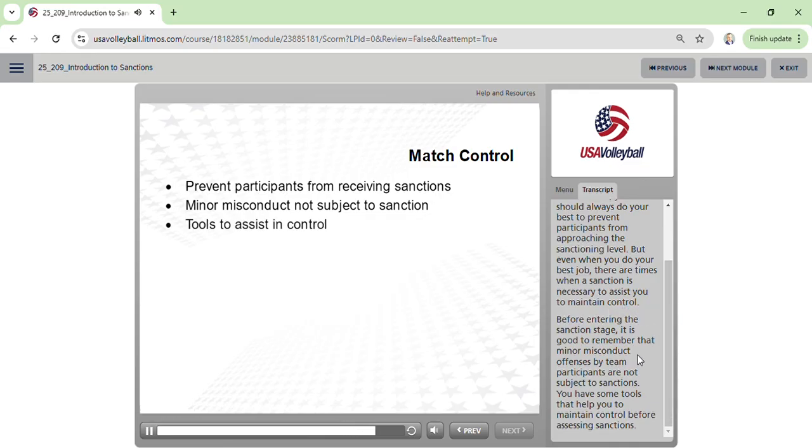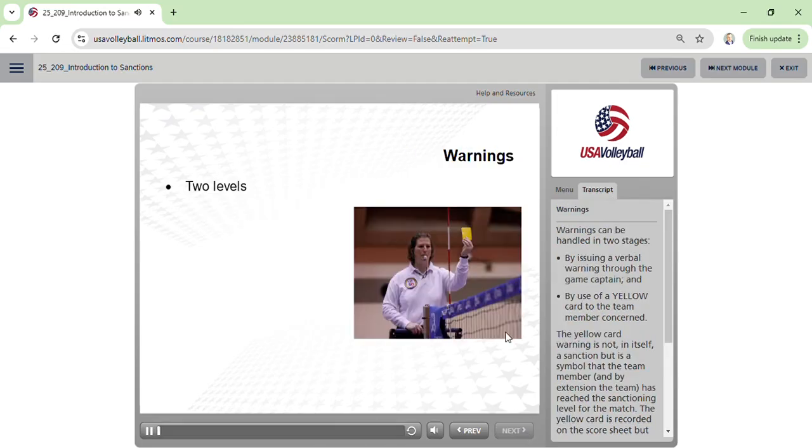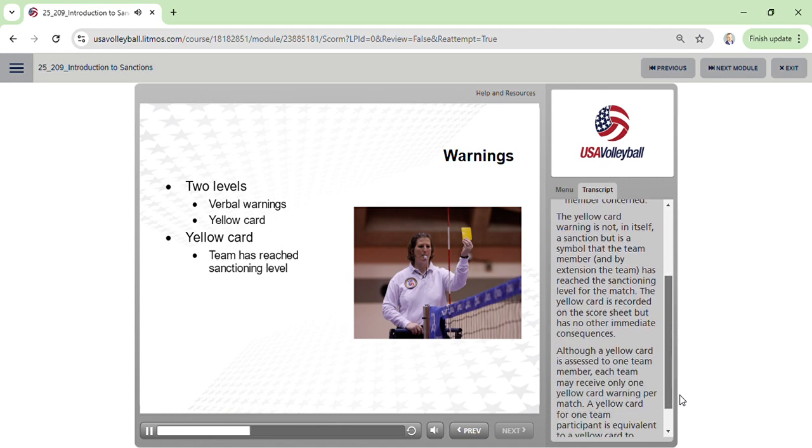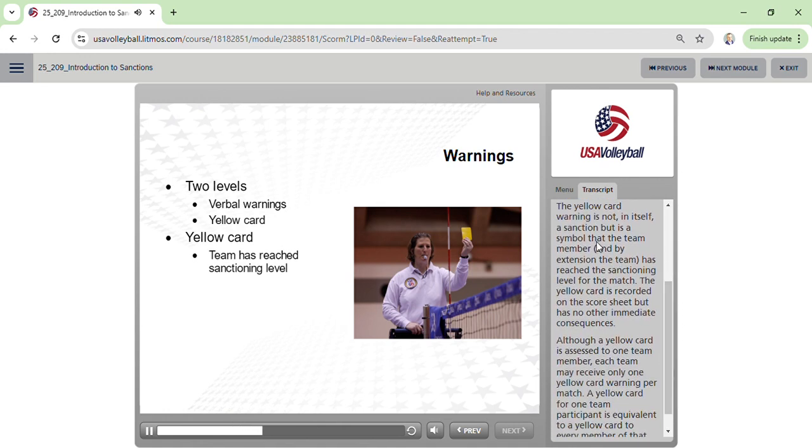You have some tools that help you maintain control before assessing sanctions. Warnings can be handled in two stages: by issuing a verbal warning through the game captain, and by use of a yellow card to the team member concerned. The yellow card warning is not, in itself, a sanction, but is a symbol that the team member, and by extension the team, has reached the sanctioning level for the match.